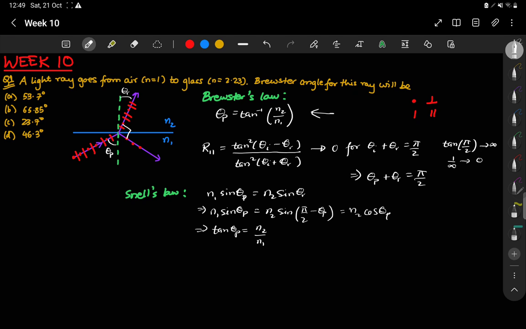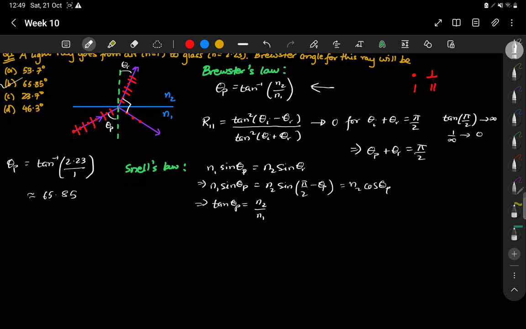So for our case, theta p, the Brewster angle that we are supposed to find, is tan inverse n2, which is the glass refractive index, 2.23, divided by 1, which is the air refractive index. And this comes out to be roughly 65.85, just putting it in the calculator. So option B is the correct option.